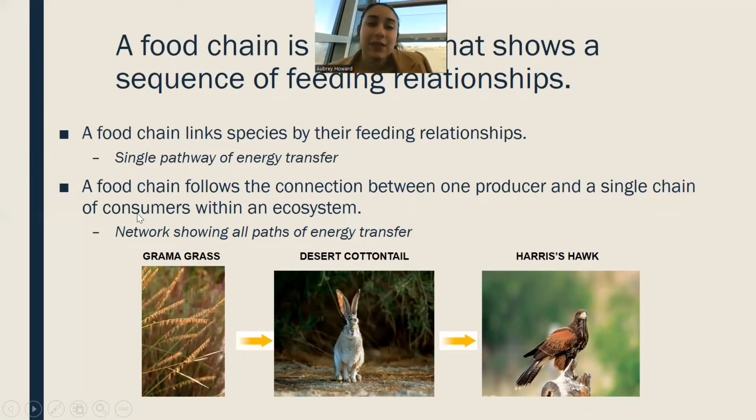Food chains, think about a whole chain with a link, with another link, and another link, and another link, all in a row. It's one single pathway for that energy to transfer throughout an ecosystem. So if you look at one pathway, for example, your grass to the rabbit to the hawk, that would be an example of a food chain.